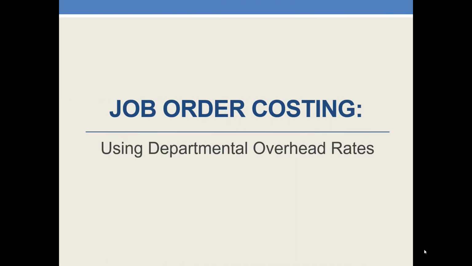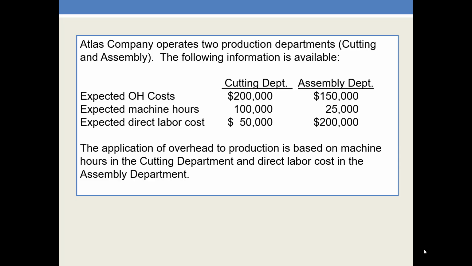Let's look at a way that a company can fine-tune the assignment of overhead costs to inventory. Atlas Company operates two production departments, cutting and assembly. The following information is available. In the cutting department, $200,000 of overhead cost is expected, and in the assembly department, $150,000 is expected. So rather than telling us that total overhead for the factory is $350,000, they've given us the breakdown.